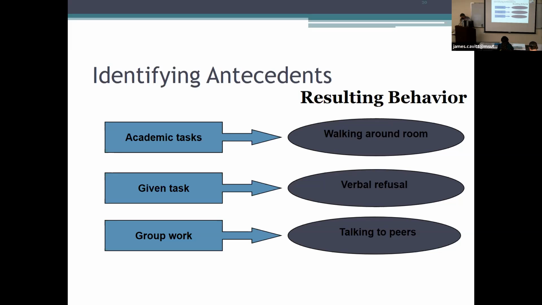Real quick. There are two types of antecedents. We have setting antecedents and triggering antecedents. And those are really important things.